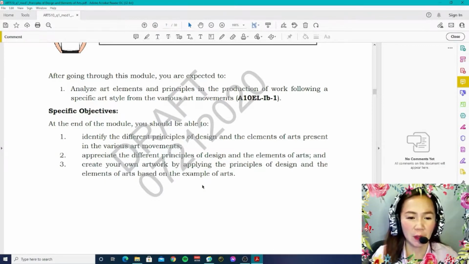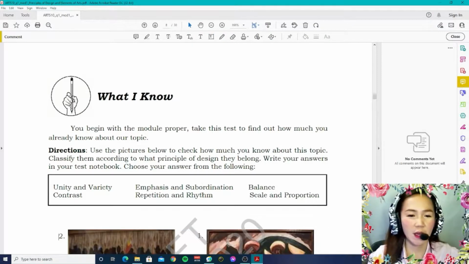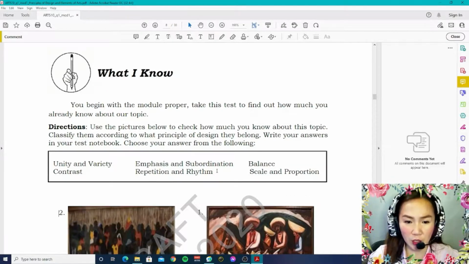Okay? Now, Number 2, appreciate the different principles of design and the elements of arts. And Number 3, create your own artwork by applying the principles of design and the elements of arts based on the examples of arts. What I know. Okay. You begin with the module proper. Take this test to find out how much you already know about our topic. So, use the pictures below to check how much you know about this topic.